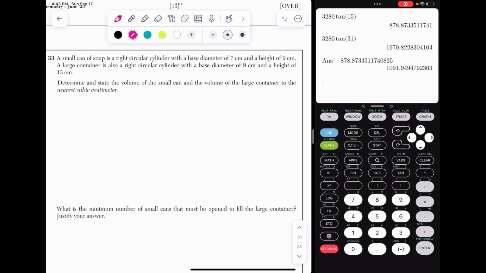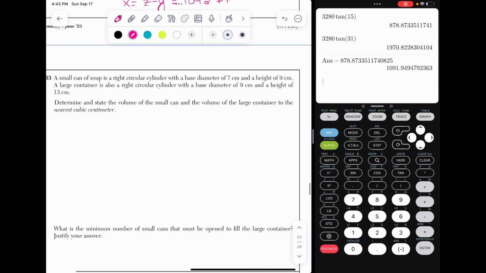A small can of soup is a right circular cylinder. It has a base diameter of 7 centimeters. I'm just going to note before going on that means the radius is 3.5 centimeters, and a height of 9. A large container is also a right circular cylinder with a base diameter of 9. Again, meaning radius is 4.5 and height of 13 centimeters. Determine and state the volume of the small can and the volume of the large container to the nearest cubic centimeter. All right, so let's do our volume formula for a cylinder.